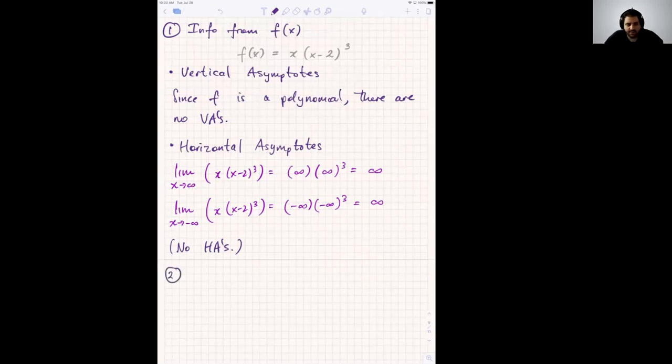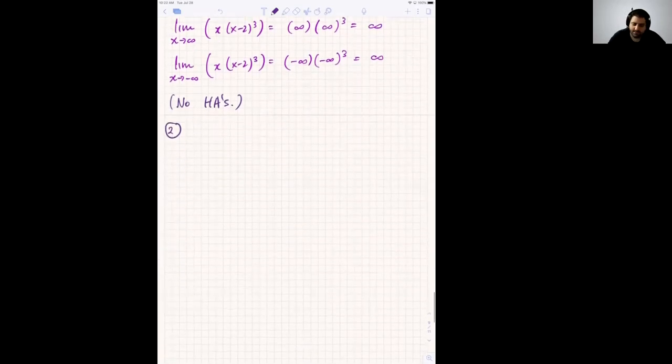I'm just going to barrel on through this problem. All right, so now let's do information from f prime. So what type of information do we get from f prime in general?